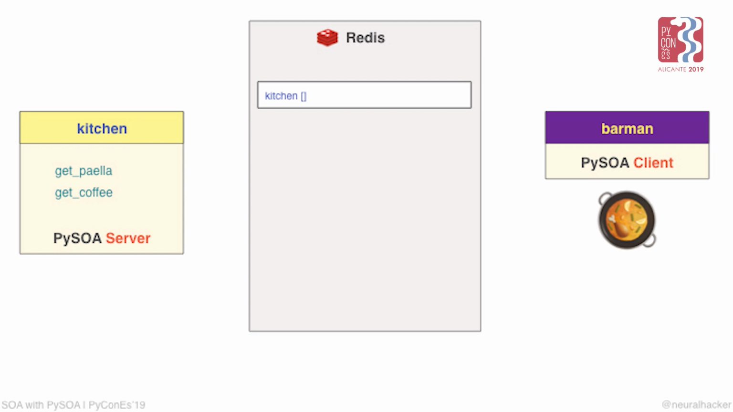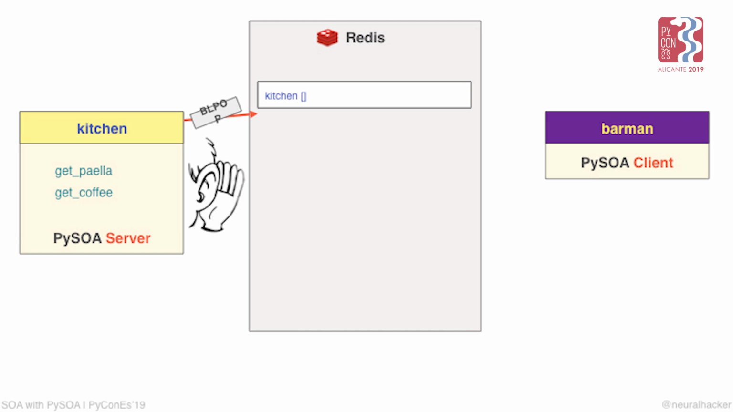And then again, the kitchen starts listening again, and it's going to get any messages that could have been queued there in the meantime, for example, because think that we may have more barmen. Then more barmen have been pushing values to the list, and if you have one worker, you will get the messages that are already queued there. Usually you have more workers, but in this case, say you have one.